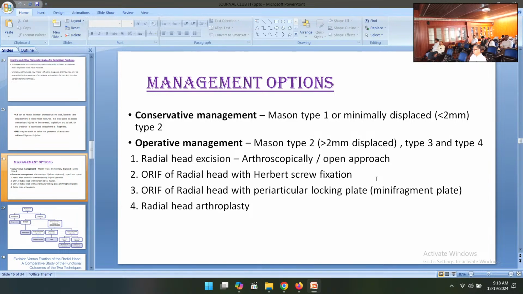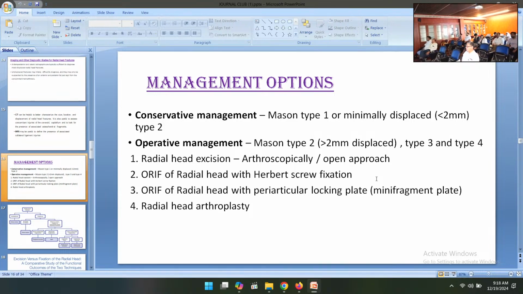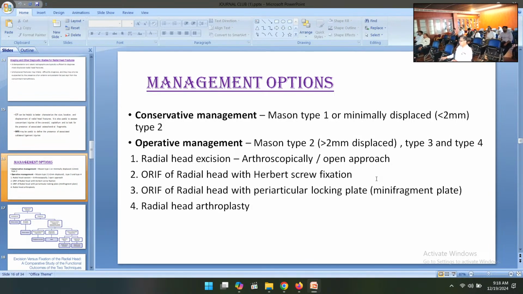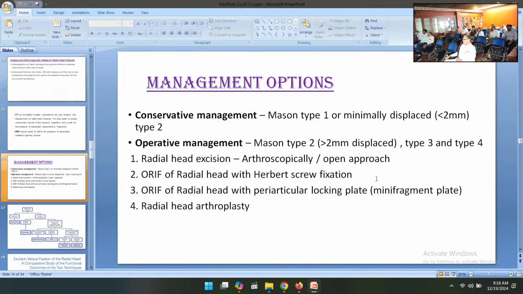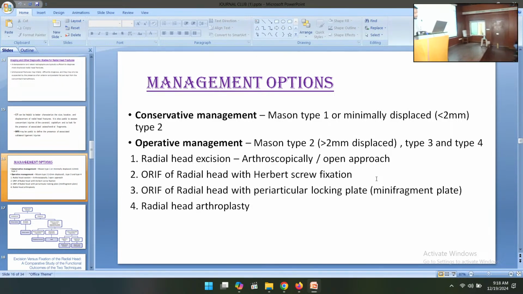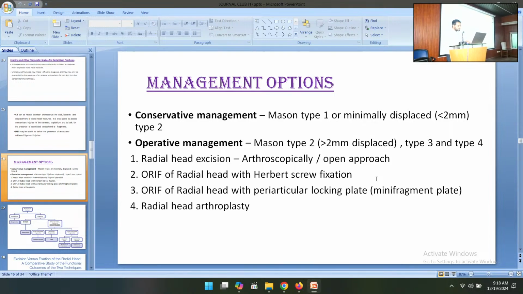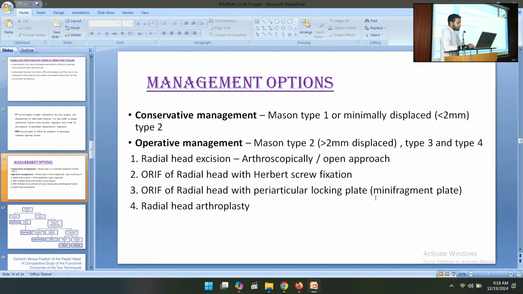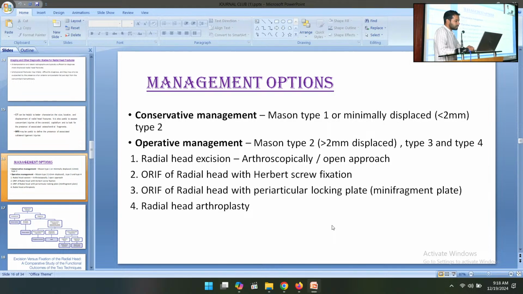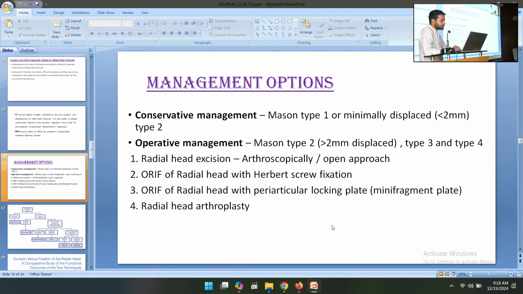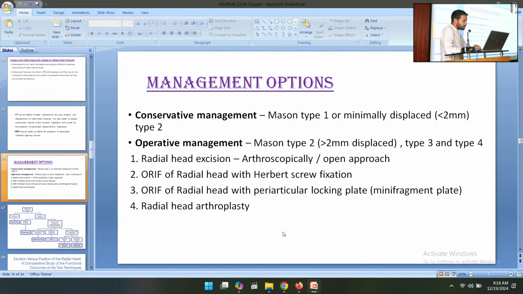Management options: conservative management for Mason type 1 or minimally displaced, less than 2 mm, type 2. In operative management we will do Mason type 2 more than 2 mm displaced, type 3 and type 4. Options are radial head excision, arthroscopically or open approach, open reduction internal fixation of radial head with Herbert screw fixation, open reduction internal fixation with periarticular locking plate or mini fragment plate, and radial head arthroplasty.